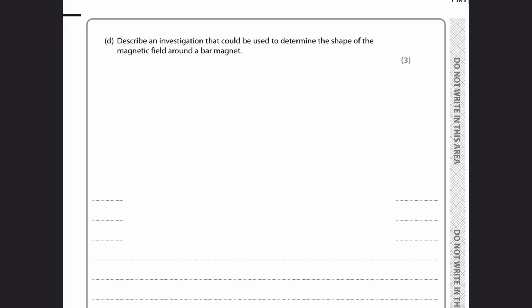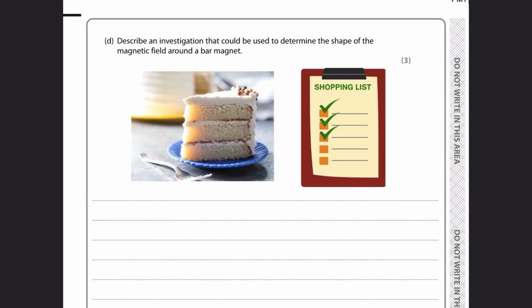Okay, next, describe an investigation that could be used to determine the shape of the magnetic field around a bar magnet. Whenever you see a question, usually 3 or even more marks, on designing or describing an experiment or an investigation, you have to do it systematically. The way you do it is, imagine you're going to bake a cake. If you're going to bake a cake, you need to have a shopping list. You need to go buy eggs, you have to go buy milk, flour. If you don't have your ingredients, you cannot make the cake.